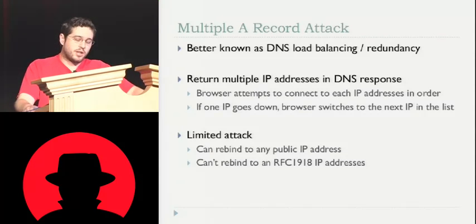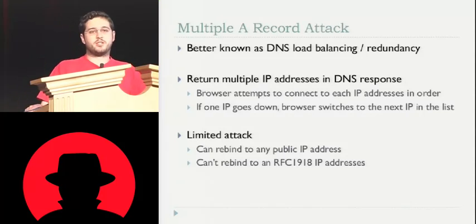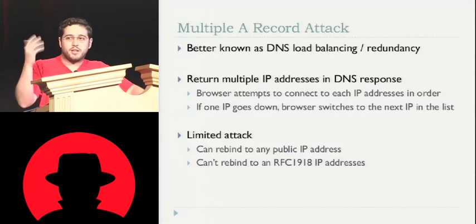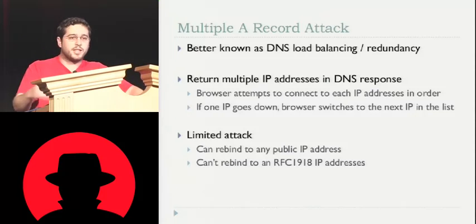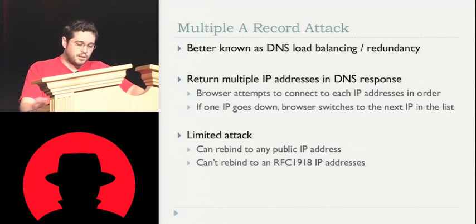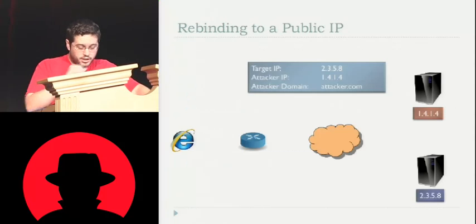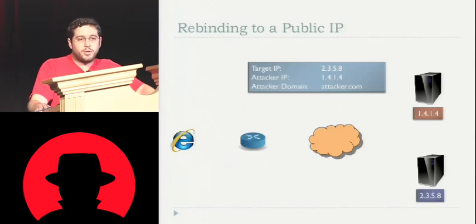So what happens is the browser says, okay, you have 3 IP addresses. That's fine. And it just tries to connect to each IP address in order. And if one of those IP addresses goes down, that's fine. I've got more IP addresses. It switches over to the next IP address in the list. This attack is limited, though, in that you cannot target internal IP addresses with this. You can target any public IP you want, but you can't go after internal IPs. So let's take a look at using this attack to go after a public server.